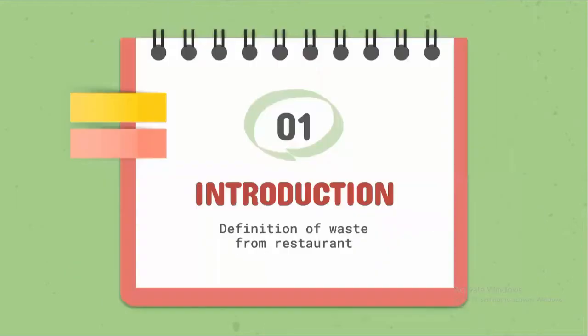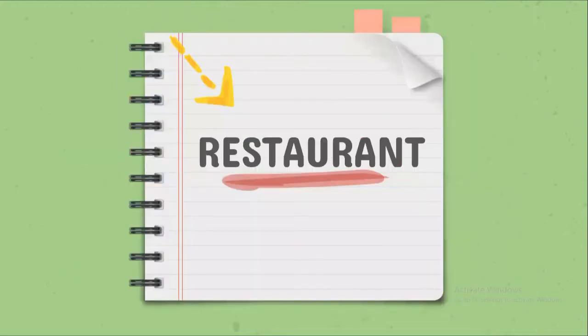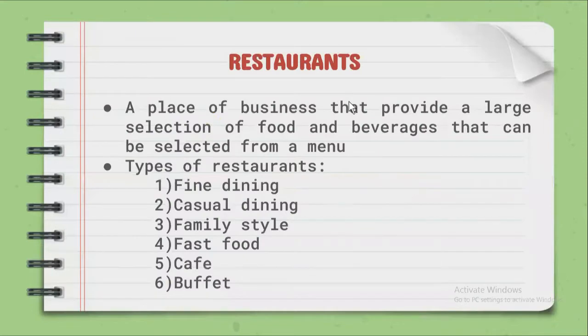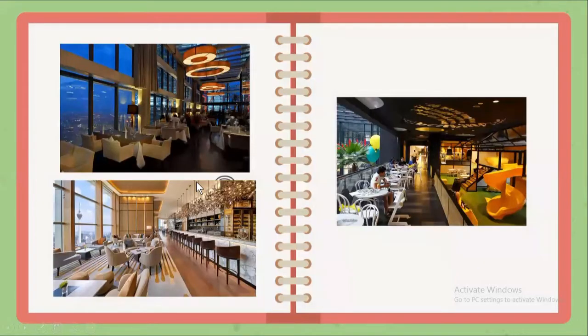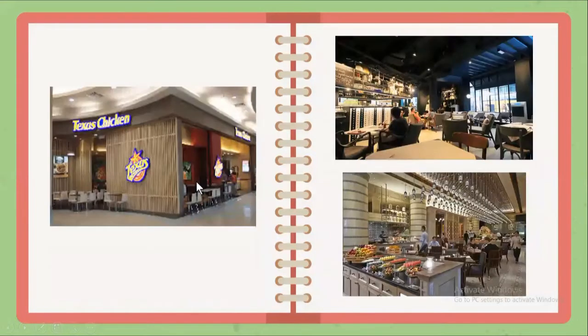Okay, for the first one is the introduction. The definition of restaurant is a place of business that provides a large selection of food and beverages that can be selected from a menu. And there are six types of restaurants. The first one is fine dining, casual dining, family style, fast food, cafe, and buffet. And these are the pictures of the types of the restaurants.